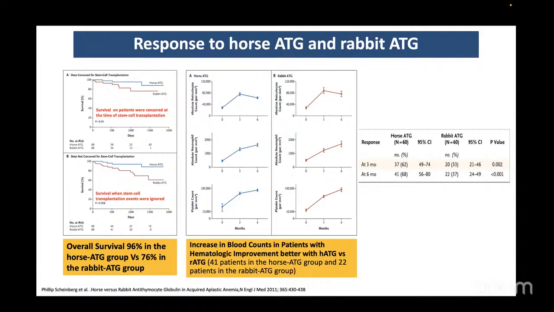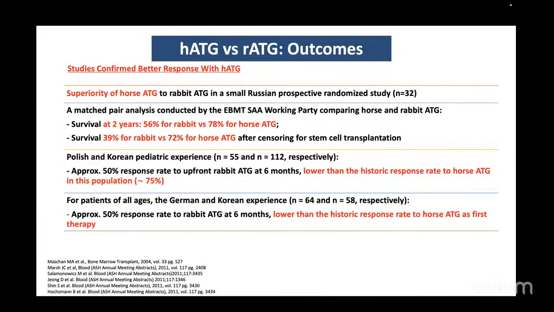And being in Pune, it's a proud moment for us because this is the land where horse ATG is manufactured. Our own Indian manufacturing unit is in Pune, and we are proud to be using thymogam for many of our patients, and we are happy that we are having similar outcomes in our patients. Studies have confirmed better responses with horse ATG for obvious reasons. These are the different studies where they have reiterated the same fact that horse ATG is in fact better than rabbit ATG in this setting.